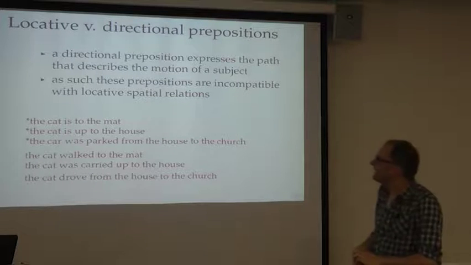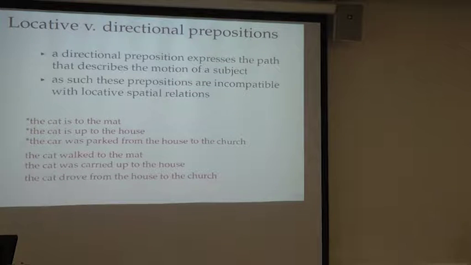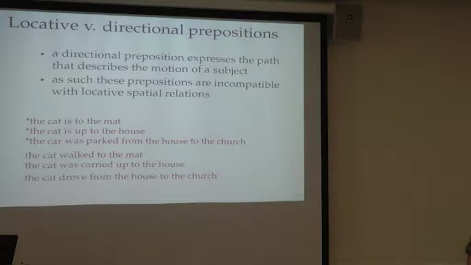Okay. So what you need to do, you need to bring in an element of motion, like the cat walks to the mat, the cat was carried up to the house, the cat drove from the house to the church. It should probably be car, but that's clear. The cat drove from the house to the church. Yeah? Okay. So this is an interesting, quite obvious feature of prepositions.